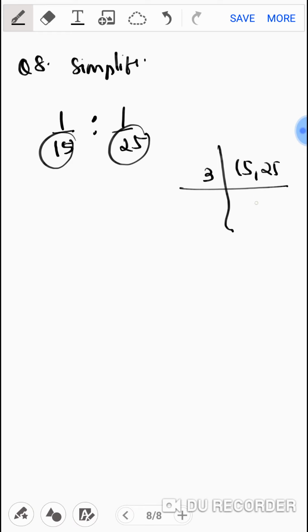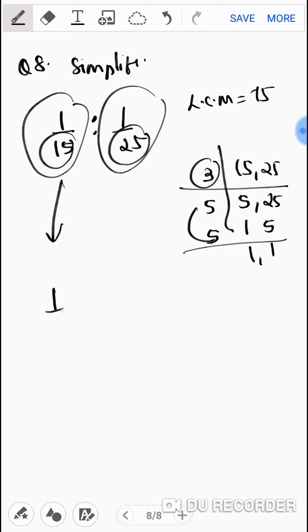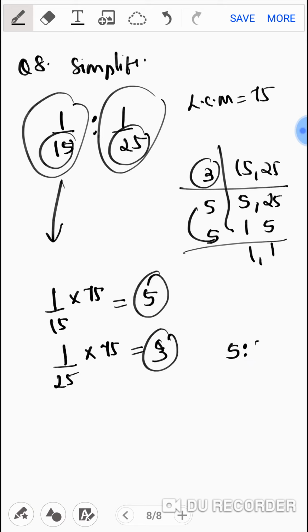If you want to check, you can check here: 3, 5, 25, 5, 1, 5, 5, 1, 1. So you will get 25 into 3, that is LCM is 75. You have to multiply each part of your ratio with 75. And what answer did you get? That will be the simplified form of this ratio. Getting my point clear?